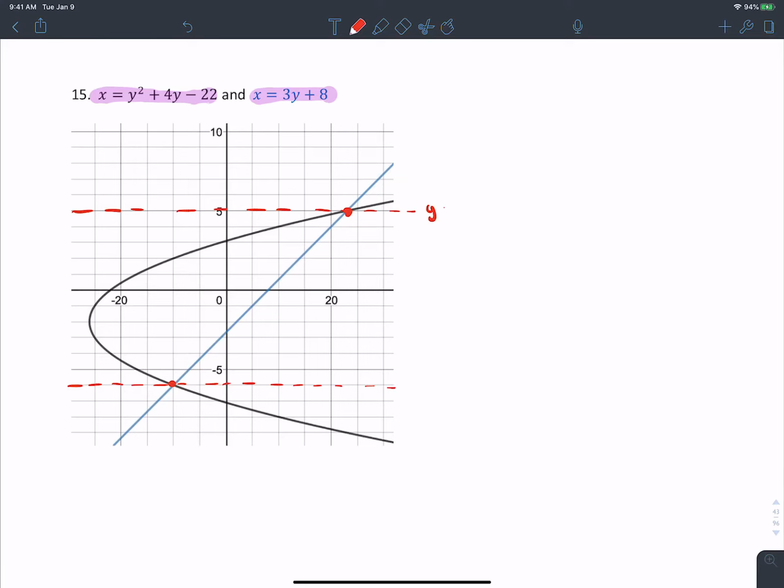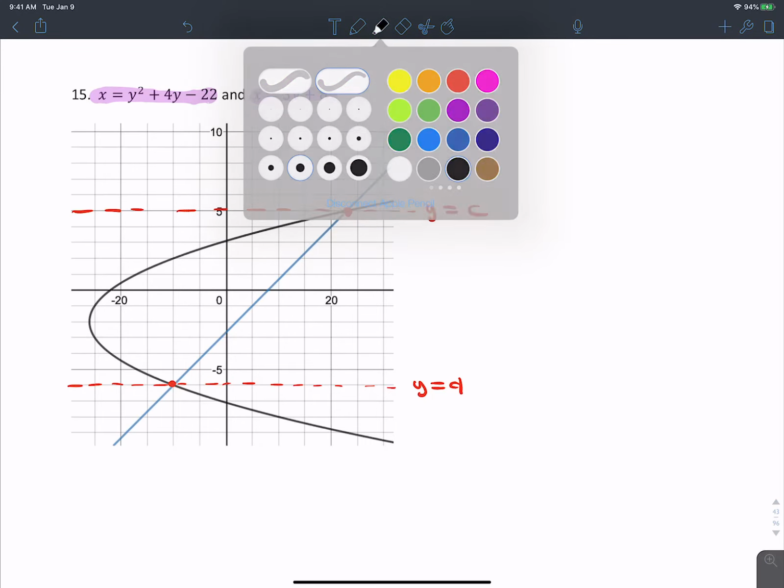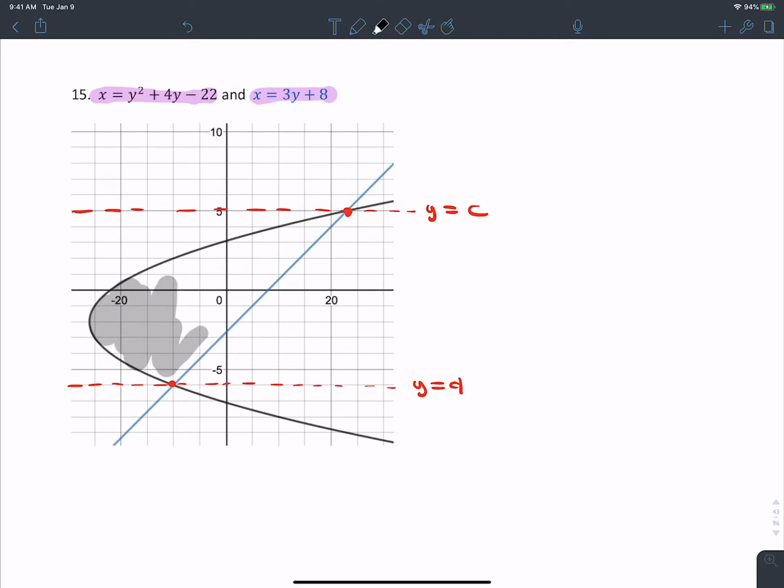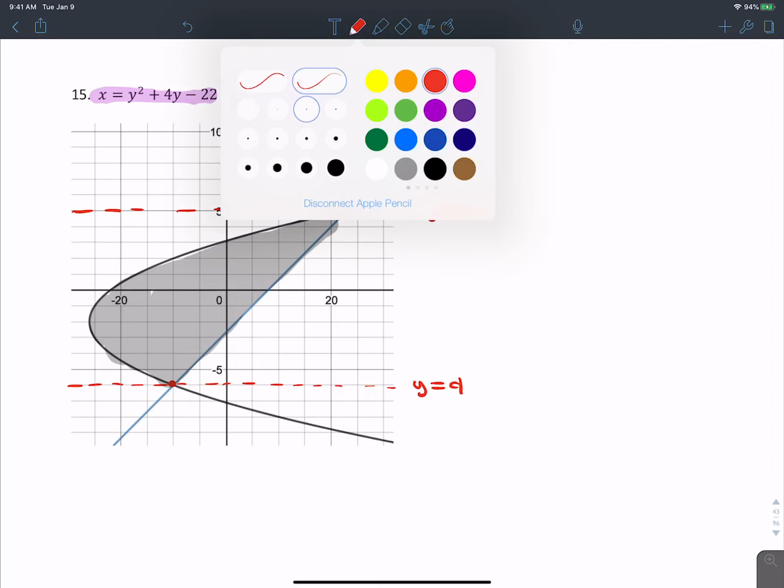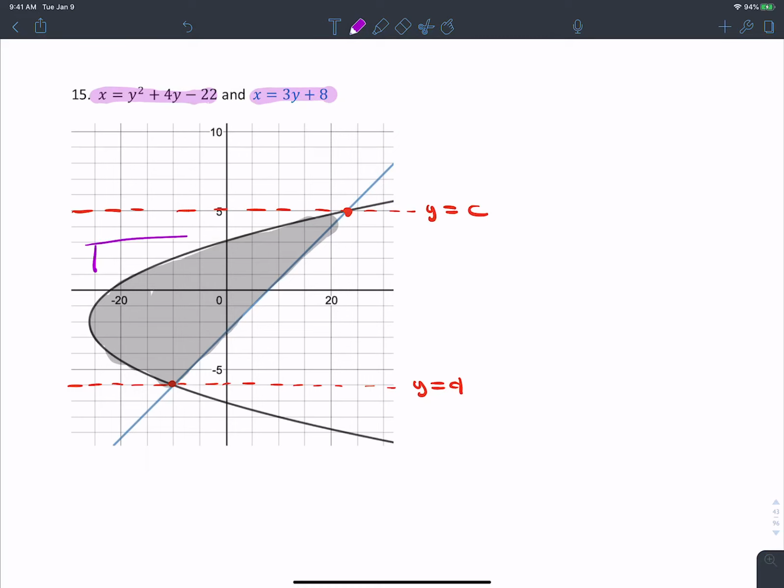So this is the point y equals c, and this is the point y equals d with the information we gave you. And they want this area here. So I want to draw now not a horizontal strip, but a vertical strip. And so here's my right curve, here's my left curve.